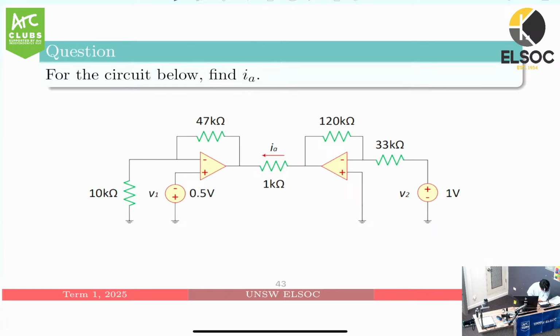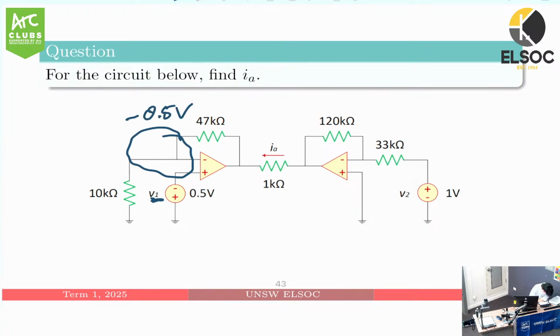Step number 1, let's identify where our nodes are the same. So here we've got V1, it's peculiar, it's probably upside down to what we're normally used to, but it doesn't really matter. This node here we know to be minus 0.5 volts. And this node here, connected to ground, is equal to 0 volts.